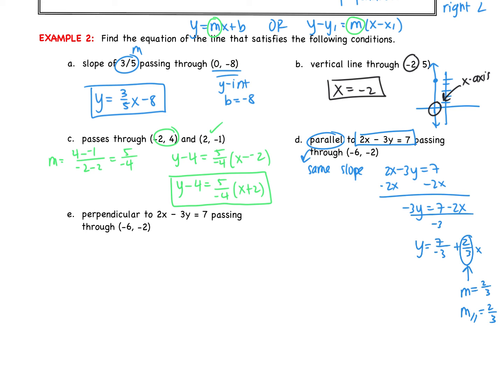So we are writing the equation of the line that has a slope of 2/3, and that passes through negative 6, negative 2. That's not the y-intercept, so we're going to have to use the second form, point-slope form. We get y minus negative 2 is equal to 2/3 x minus negative 6, which gives us y plus 2 is equal to 2/3 x plus 6.